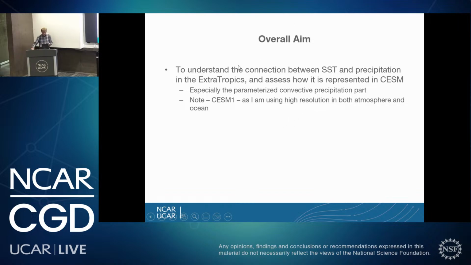I'll add a note here, and it's relevant to some recent discussions around here. This is using an older version of the model, CSM1, and my main reason for this is I'm using high resolution atmosphere and ocean, and that's the last time we had that running. But there are some things we could learn from later versions of the model, even without the highest resolution. I'll come back to discussion points on that, but please bear that in mind.